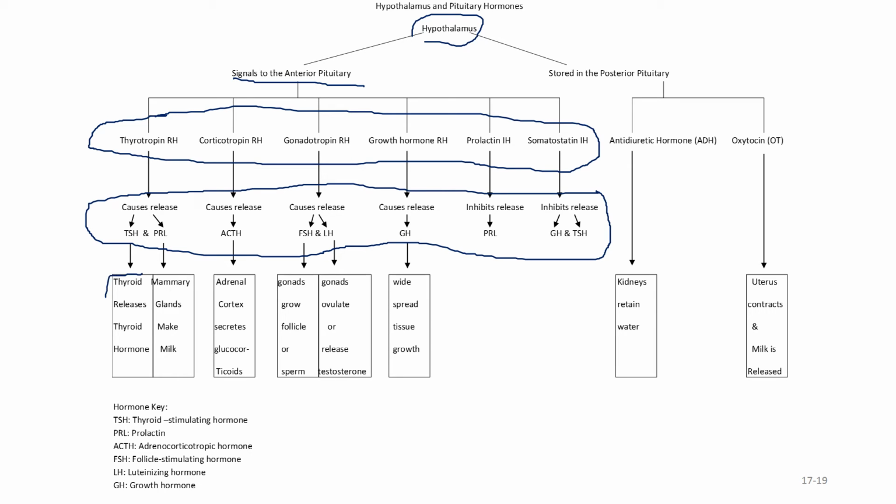So thyroid stimulating hormone goes to the thyroid. Prolactin goes to the mammary glands. Adrenocorticotropic hormone goes to the adrenal cortex. Follicle stimulating and luteinizing hormone go to the gonads. Growth hormone is widespread, going to the tissues of the body. So we have, again, hormones affecting the release of hormones, affecting the release of other hormones.